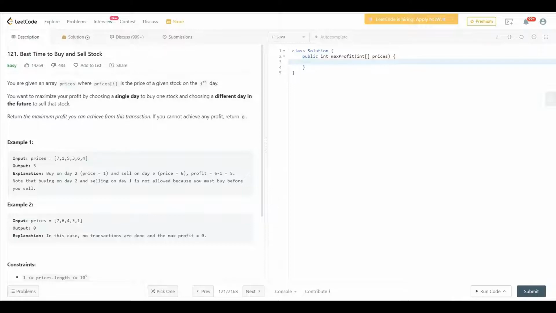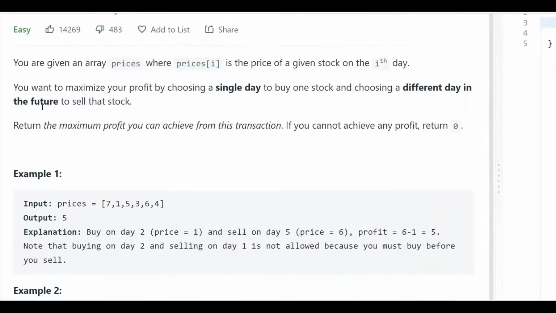Okay, so let me read the question to understand what it says. You are given an array prices where prices[i] is the price of a given stock on the ith day. Initially we are given an integer array called prices, and each value is stored in that array at the ith position. It tells the cost of the stock on that particular day. Like if we are at index 0, prices[0] tells me the price of the stock on day 0, like day 1. And following respectively, each index contains the price of the stock on that particular day.